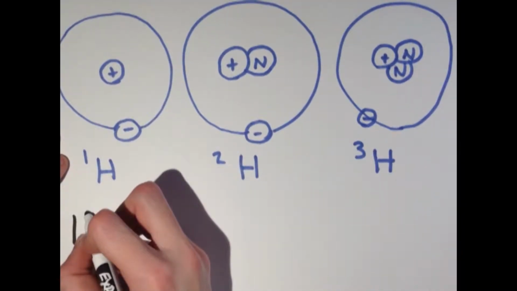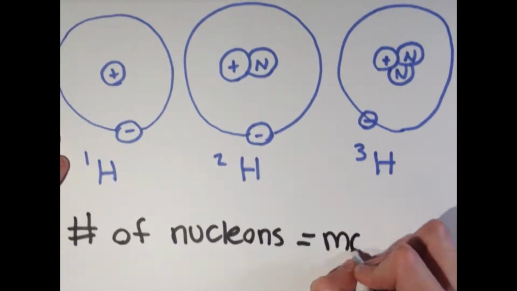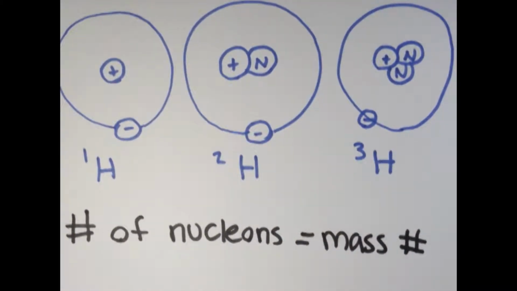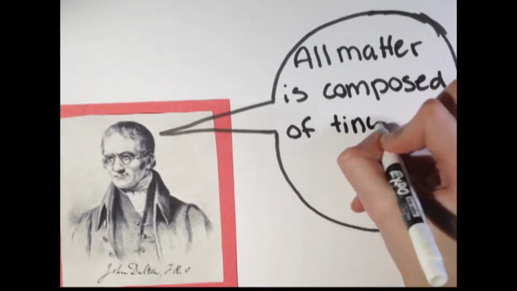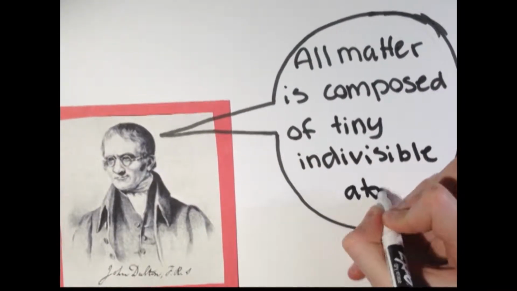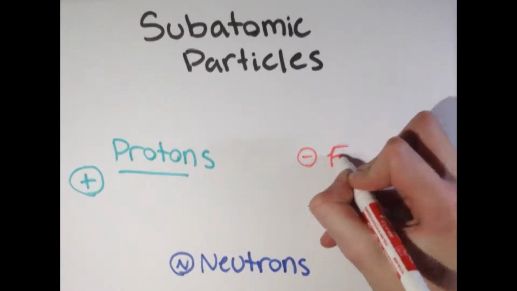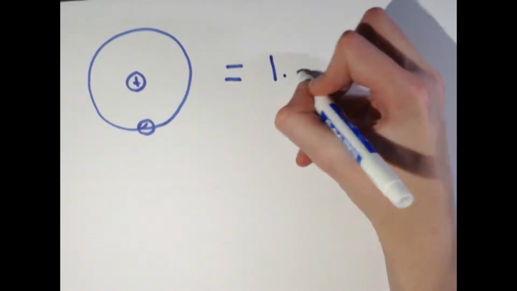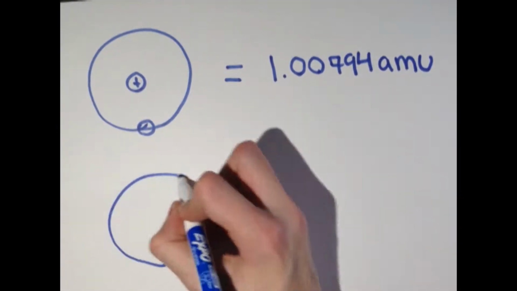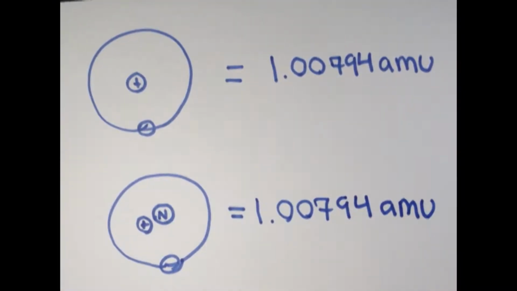The number of nucleons in the nucleus is the atom's mass number, and each isotope of a given element has a different mass number. There are some flaws in the atomic theory. For example, John Dalton claimed that all matter is composed of tiny, indivisible atoms. We now know that atoms are divisible and composed of smaller subatomic particles. He also stated that atoms of an element are identical in mass. This is incorrect, because all elements have isotopes, which means that atoms of an element do not have to have the same mass.